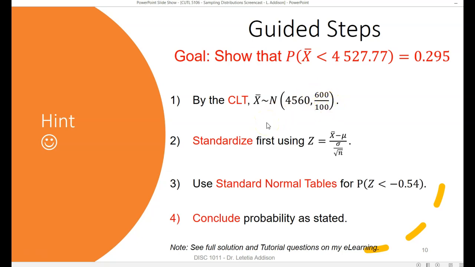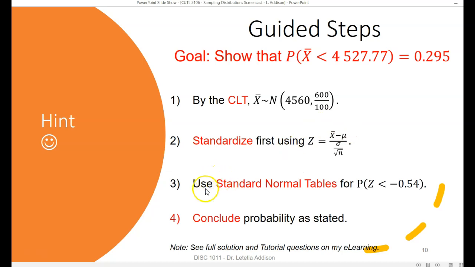The next step would be to standardize. As we recall in our last computation in the previous lecture, we use z values according to the equation x bar minus mu divided by sigma on root n. If you need a refresher on this particular step, feel free to refer to the last tutorial with several worked examples and reach out to me if you need further assistance.